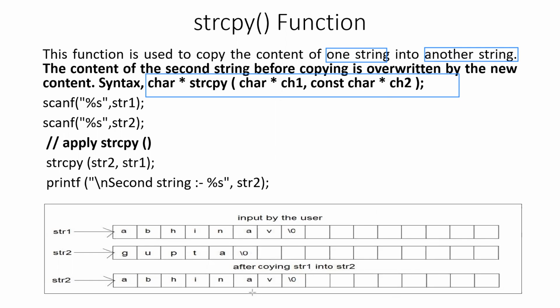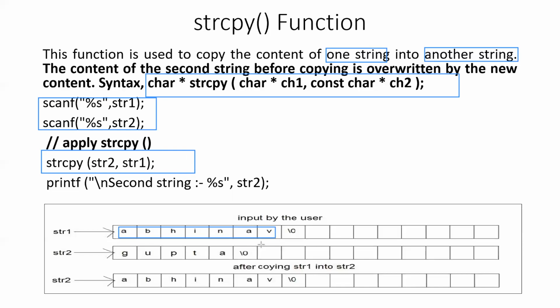Now let's have a look at the program. The scanf function has been used to accept the input of the two strings, and here the content of str2 has been replaced by the content of str1. So whatever is the value of str1 will be copied into the content of str2. So what was the initial value of str1 as inputted by the user?